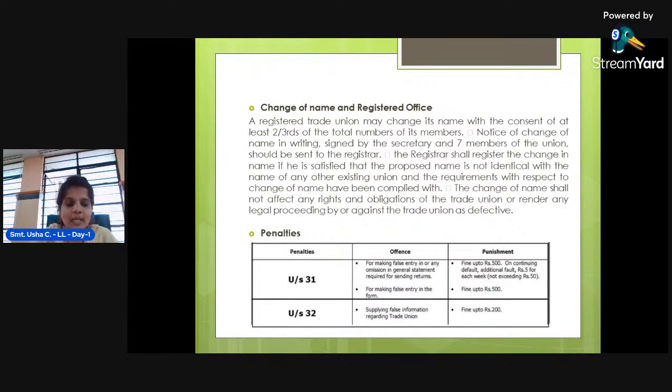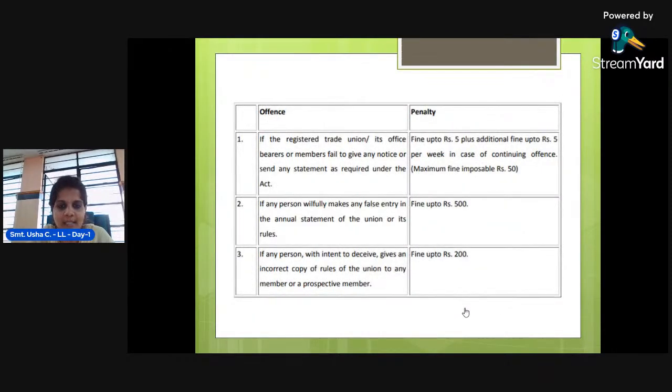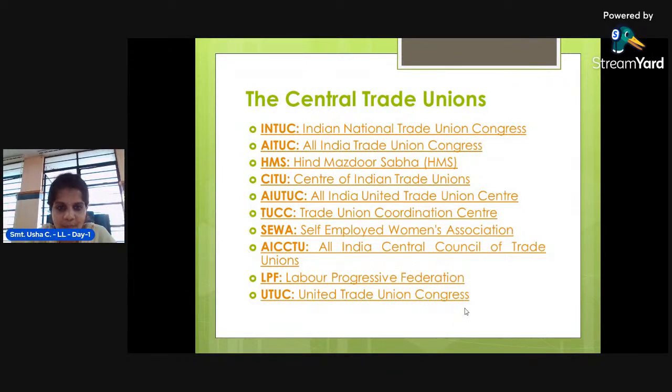Then under section 32, in case of supplying false information regarding the trade union, if the members pass on false or wrong information, or misinterpret or misexpose the information of the trade union, a fine of up to rupees 200 will be imposed. So these are the penalties imposed by the registrar or the government as per the legislation.